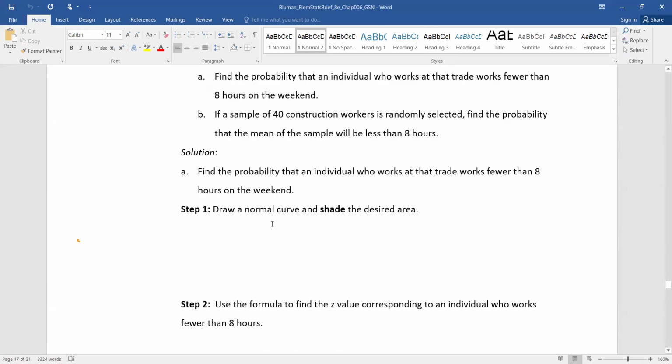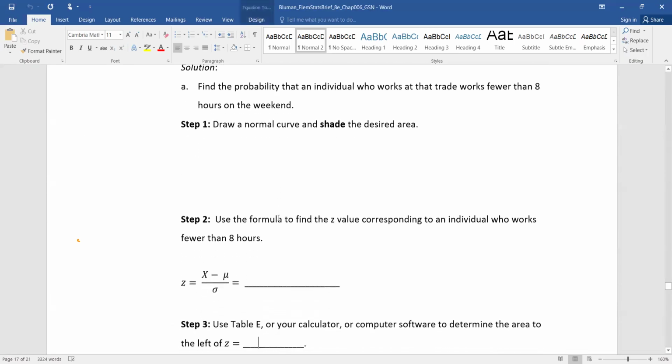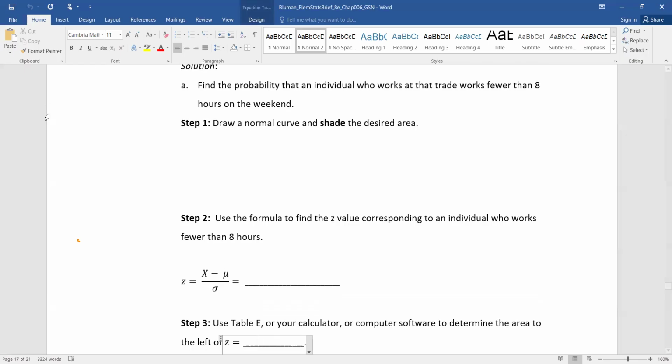To do that, we're going to draw a normal curve and shade the desired area. So let me bring this up. Here's our normal curve, and as always, the average here was 7.93, so let's label that. It says find the probability that an individual who works this trade works fewer than 8 hours. So 8 would probably be about right here. I'm looking for anything fewer than 8 hours, so a little bit past the mean.